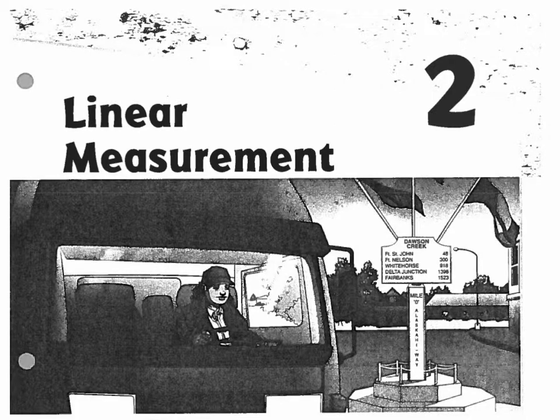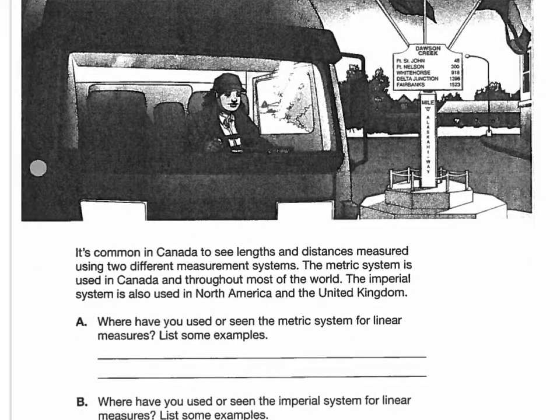Here's lesson 2.1, linear measurement. So it's common in Canada to see lengths and distances measured using two different measurement systems. The metric system is used in Canada and throughout most of the world, and the imperial system is also used in North America and the United Kingdom.